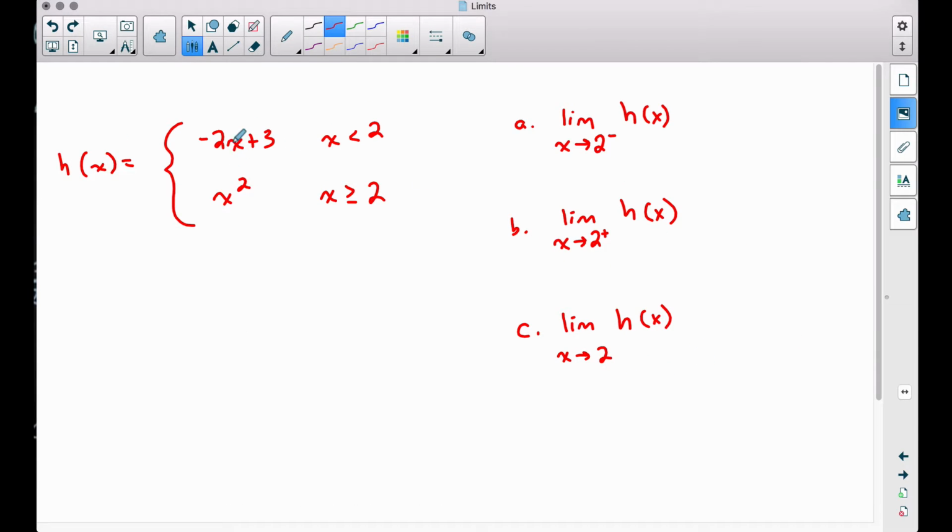We had the same two pieces in our piecewise function for the second example, but notice we have a different domain restriction for these x's. X is less than 2 and x is greater than or equal to 2. And our function is now called h of x.